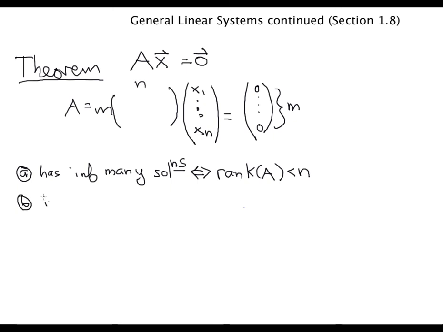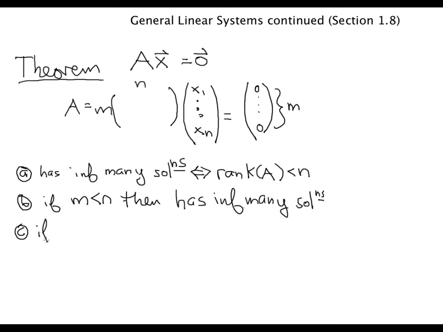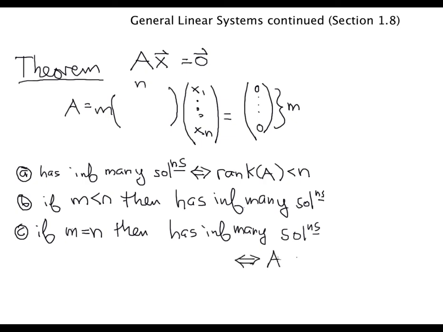And a special case of this is if m is less than n, then it has infinitely many solutions, guaranteed. And finally, if m is equal to n, then it has infinitely many solutions exactly when A is singular. Okay, so the first thing is what I just said. If it has infinitely many solutions, that's because there are free variables, and there are free variables exactly when the rank is less than the number of columns.